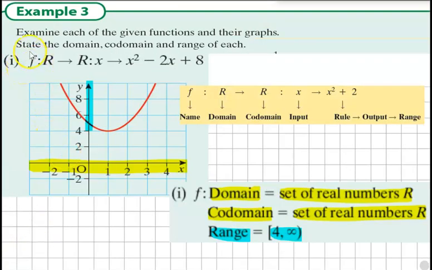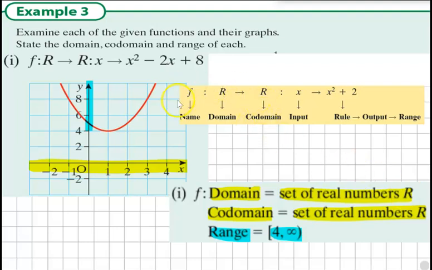So our first function is f from R, with R being the real number set, to R, x maps to x squared minus 2x plus 8. So we are interested in the domain, the codomain, and the range. So the domain is the set of real numbers R.